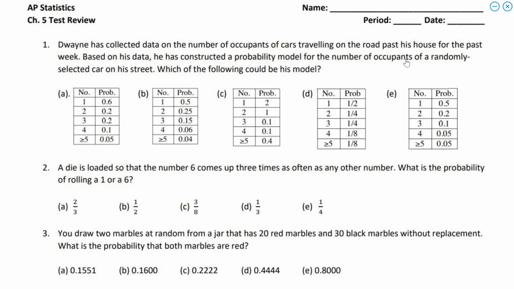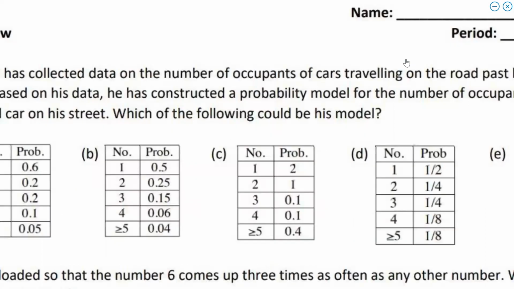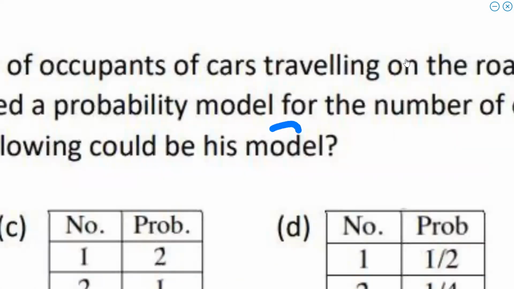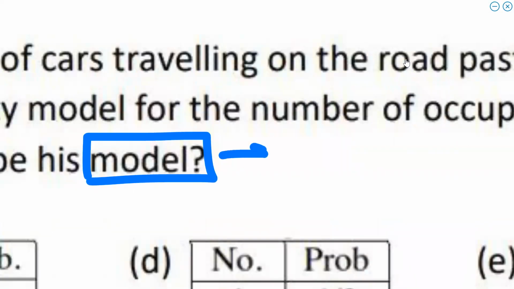Number one, Dwayne has collected data on the number of occupants of cars traveling on the road past his house for the past week. Based on his data, he has constructed a probability model for the number of occupants of a randomly selected car on his street. Which of the following could be his model? So a probability model, what do you know about probabilities? If I have all of the probabilities for a given event, it has to add to 1.